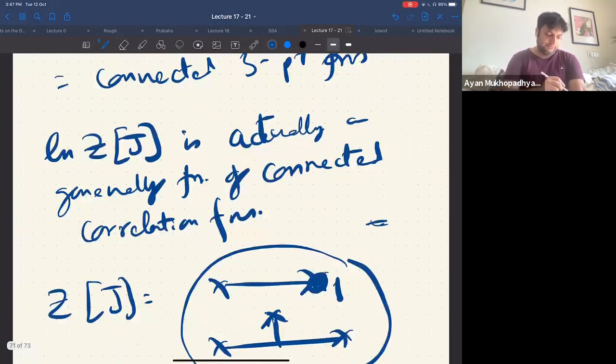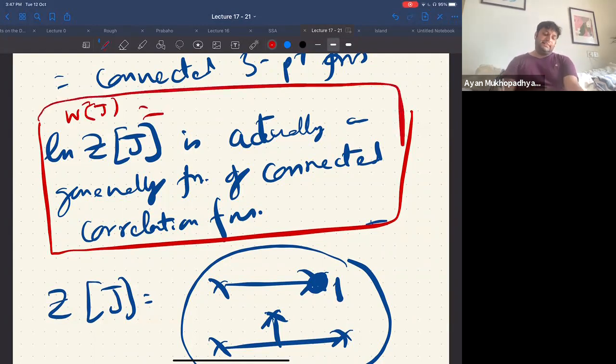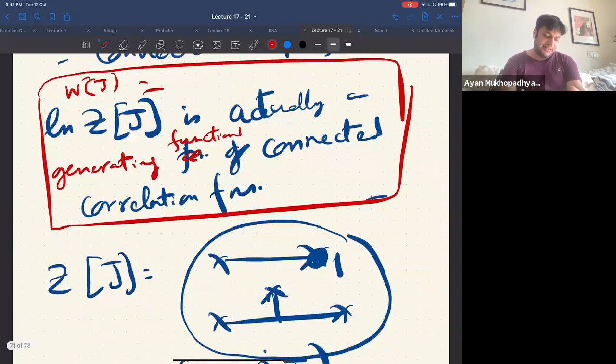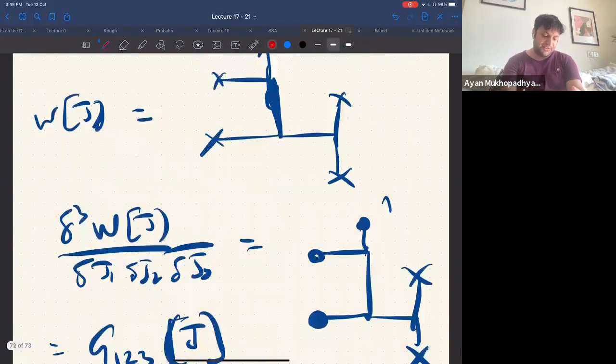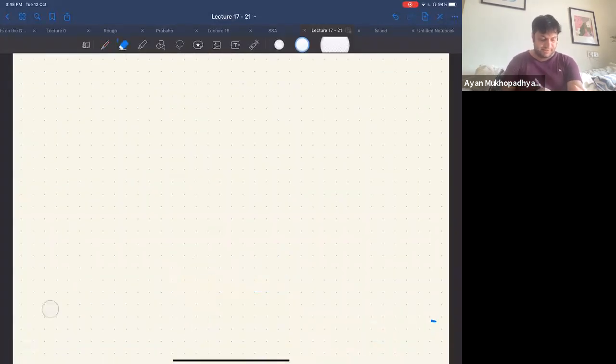Yeah. This statement, W of J equals log Z of J, is the generating functional of all connected correlation functions. So that's the statement that I want to show. I can prove the statement if I can show that W of J is simply the sum over all connected diagrams.